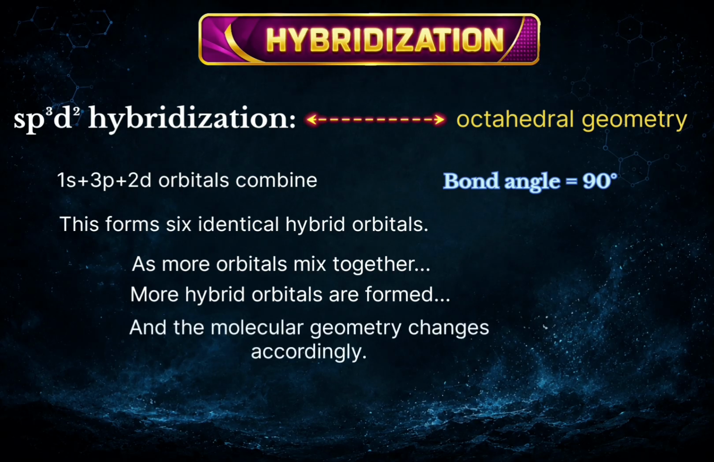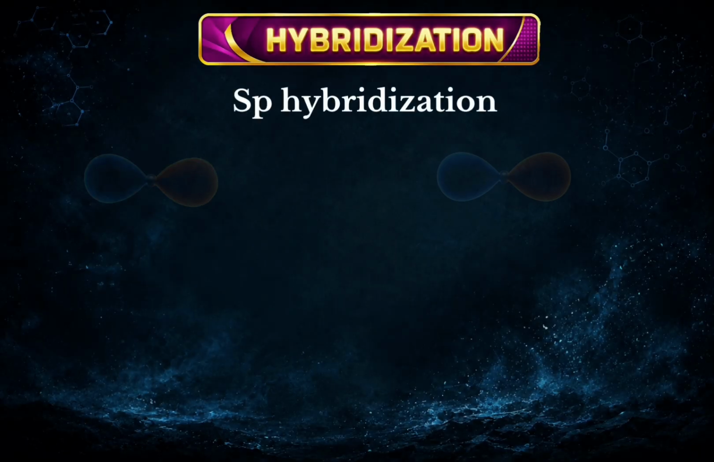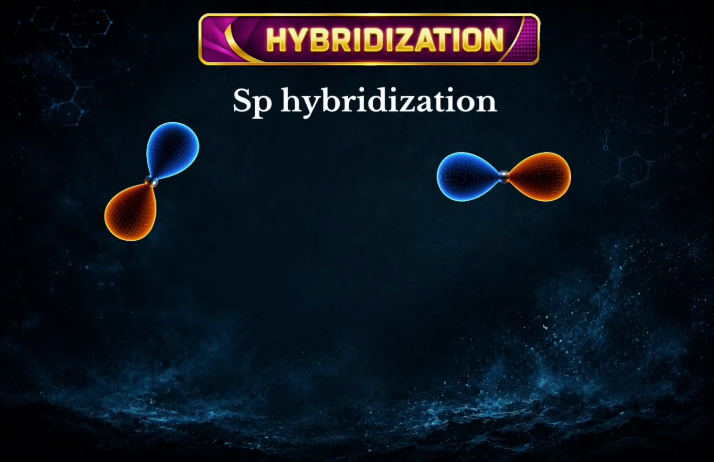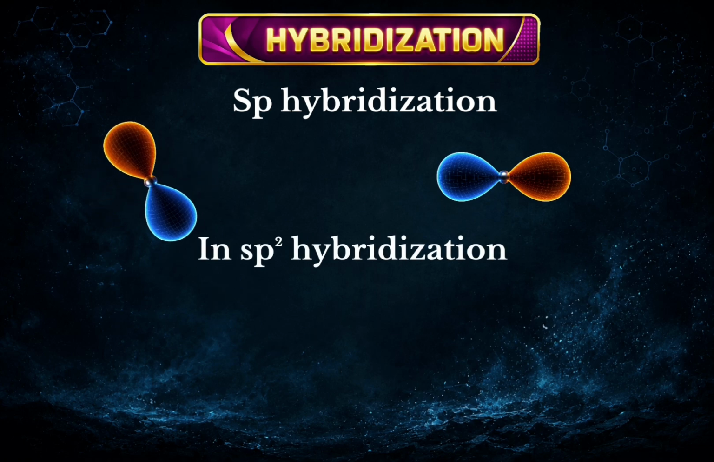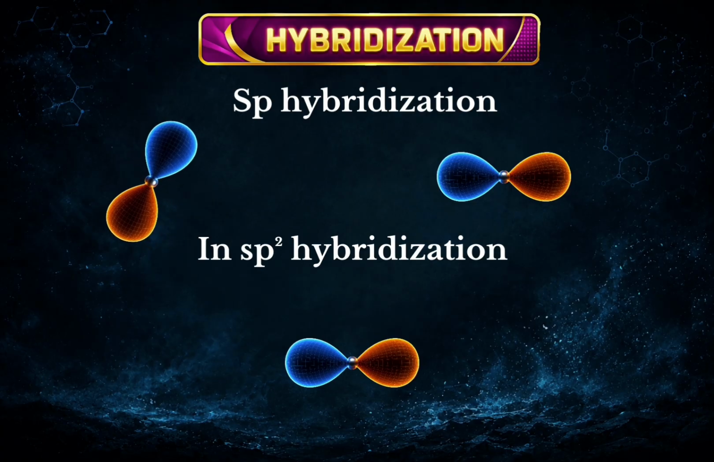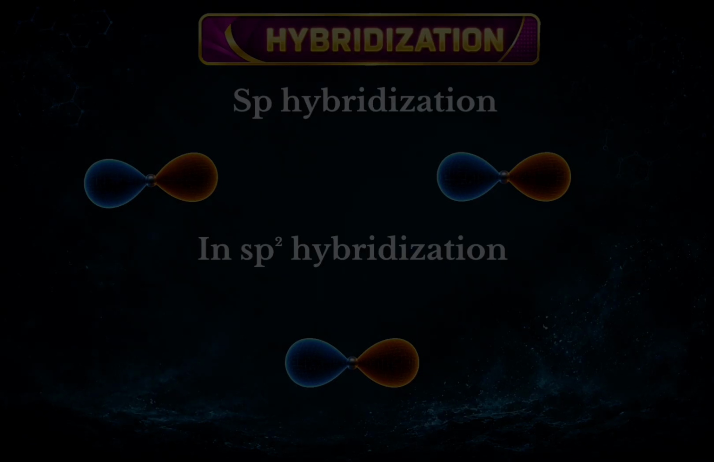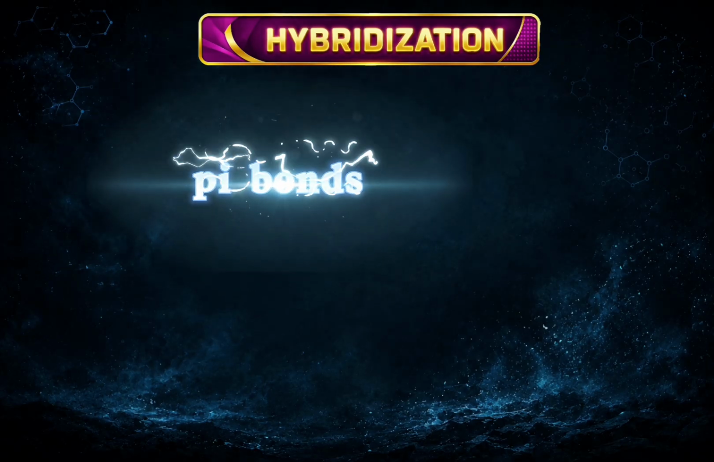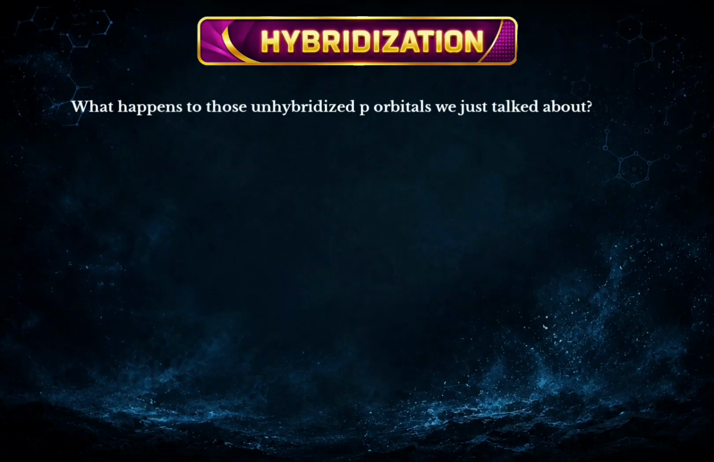But if you've been paying close attention, you may have noticed something interesting. In sp hybridization, two p orbitals were left unhybridized. In sp2 hybridization, one p orbital remained unhybridized. So what exactly do those leftover p orbitals do? The answer introduces two of the most important types of chemical bonds, sigma bonds and pi bonds. So, what happens to those unhybridized p orbitals we just talked about? They don't simply disappear. Instead, they play a very important role in forming pi bonds.